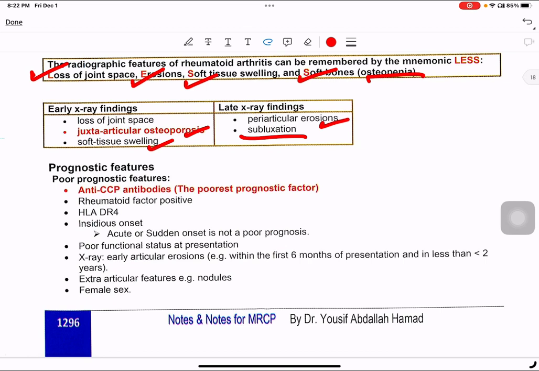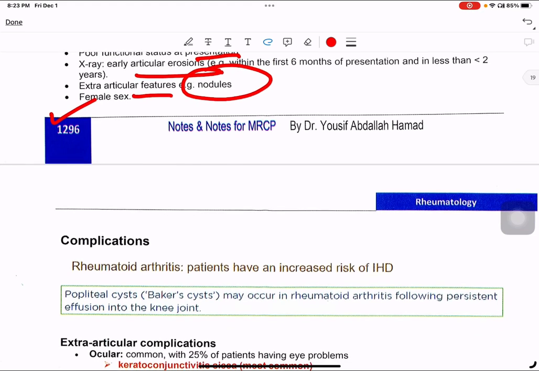What are the poor prognostic factors of rheumatoid arthritis? Anti-CCP is a very poor prognostic factor. If a patient has high rheumatoid factor, high anti-CCP, HLA DR4 positive, sudden or acute onset, poor functional status at presentation with disability, and X-ray findings showing erosion, with some extra-articular features like rheumatoid nodule, and female sex, these are associated with poor prognosis.